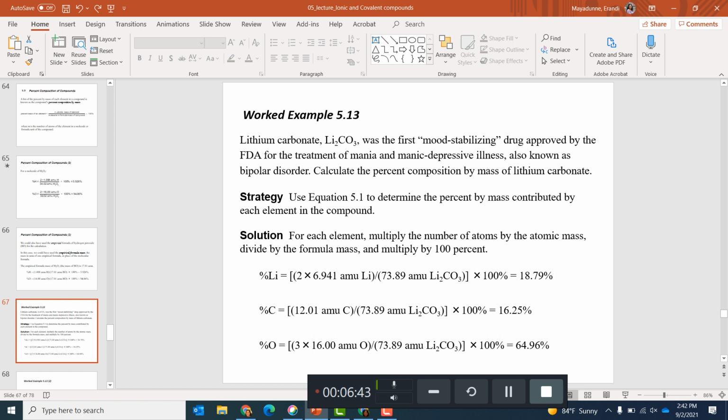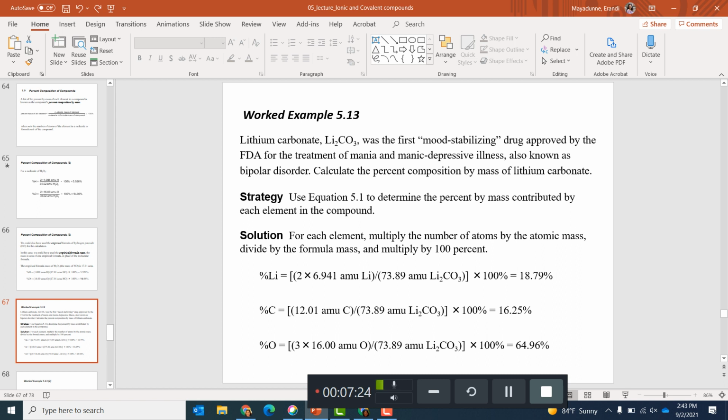My question is, lithium carbonate was the first mood stabilizing drug approved by the FDA for the treatment of mania and manic depressive illness, also known as bipolar disorder. Lithium is not that safe an element, but that's the drug they use. Whenever it comes to a drug, they change the composition. You can easily think of sodium chloride. Sodium is toxic, and it's a metal, and chlorine is also a toxic gas. But combined, they form sodium chloride. It has totally different properties, like that.